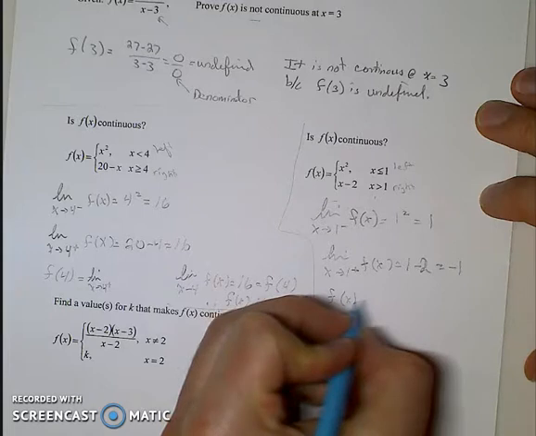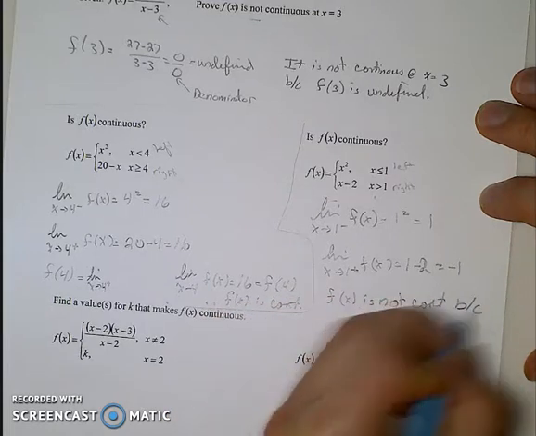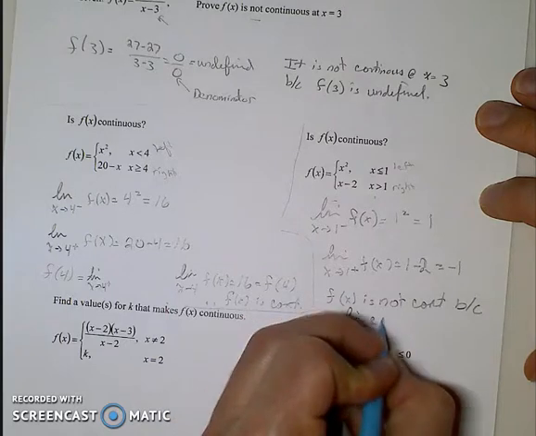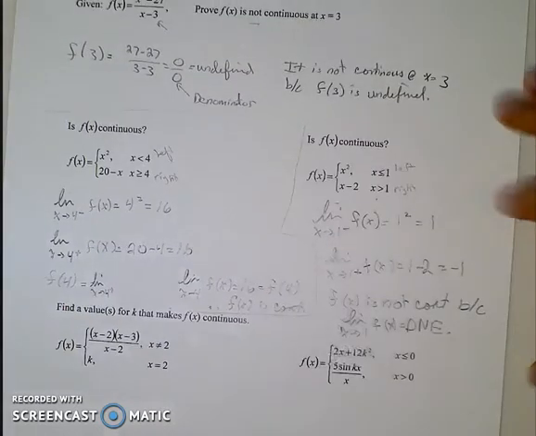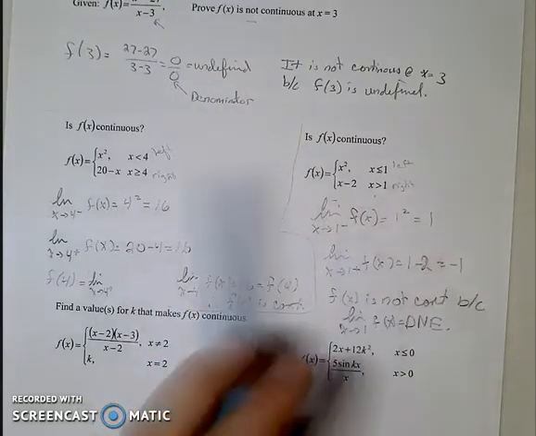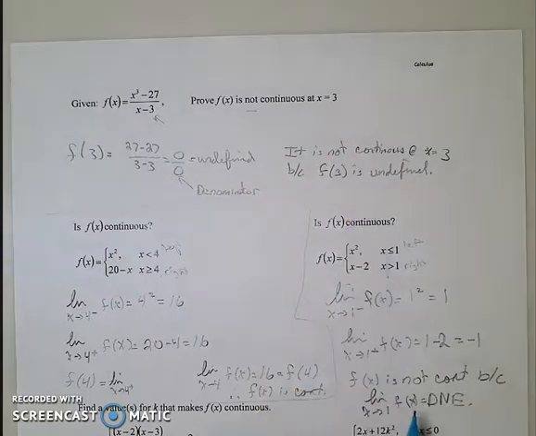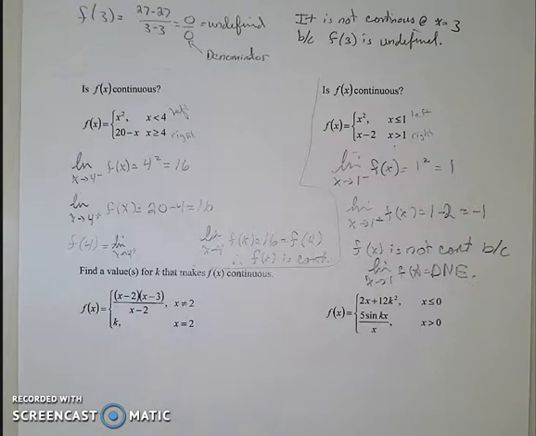f of x is not continuous because the limit as x approaches 1 of f of x does not exist. And you're done. So you either have to prove the 3 conditions or prove that one is not true, as we did here. Here the limit does not exist. So that's proving it's continuous.